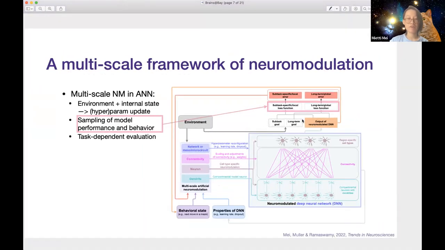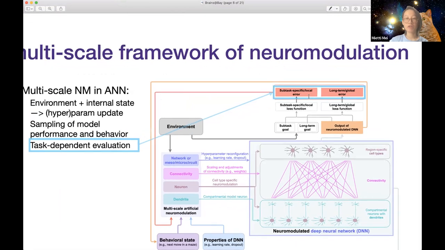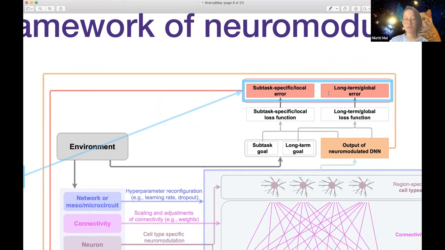The third point is that we may have a task-dependent evaluation of outcomes. For example, in the current study, we are using a spatial learning task. Of course, we are evaluating the loss of the model.